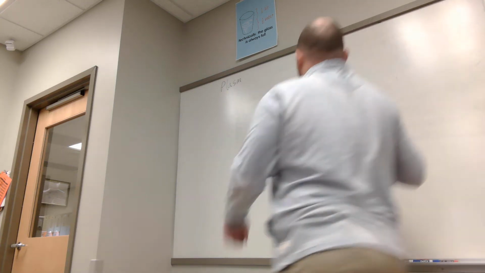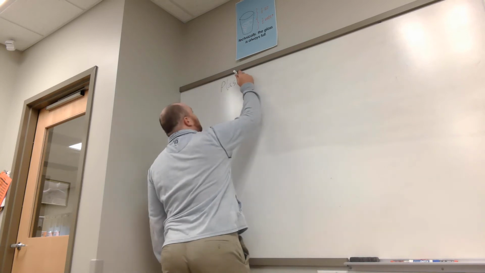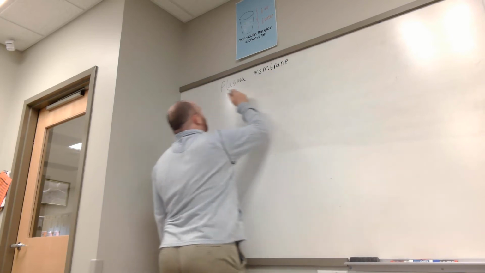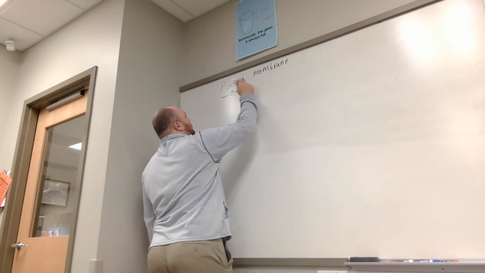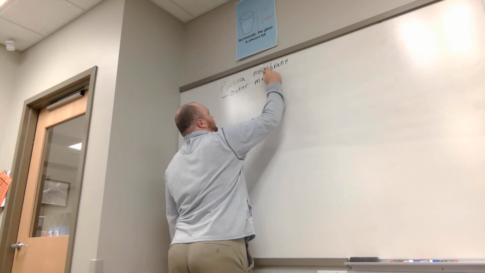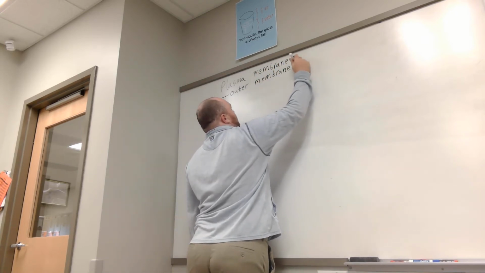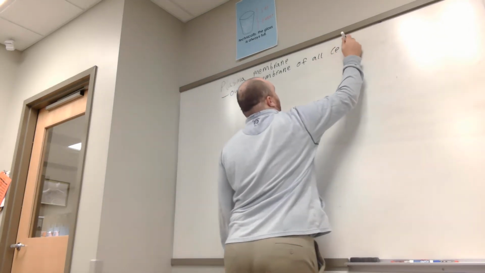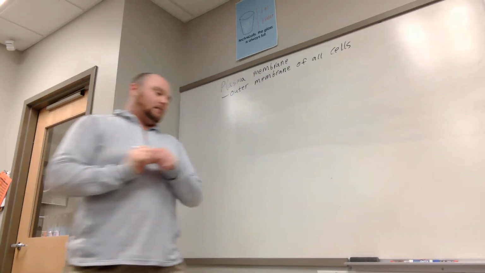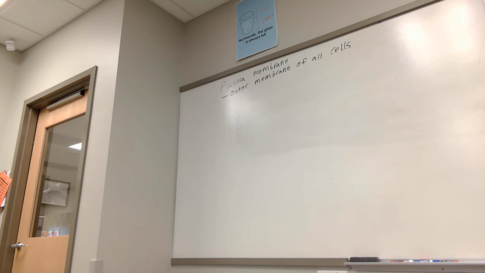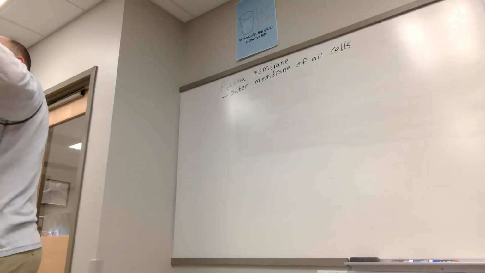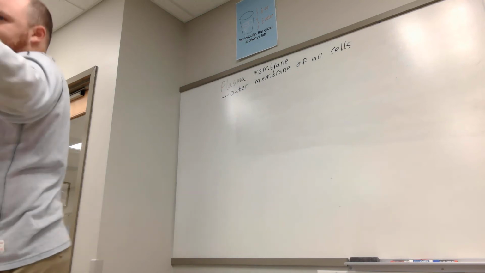So, plasma membrane. These are the outer membrane of all cells. It doesn't matter whether it's prokaryotic, eukaryotic, plant, animal, fungus, protist, archaea, bacteria, they've got a plasma membrane. And the plasma membrane, we're going to talk about its structure and its function.